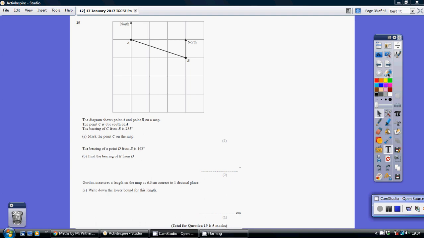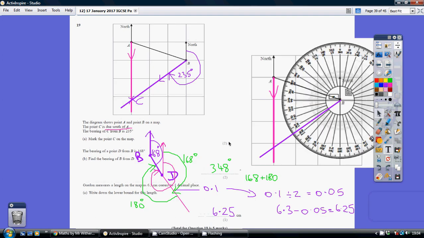Question 19. Now this is another tricky question, I think. So for part A, we've got to mark the point C on the map. Now we know two things about C. It is due south of A, so it's below A directly downwards, so we can put that line in there.